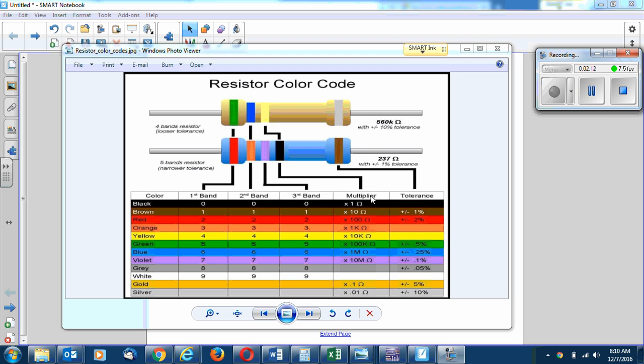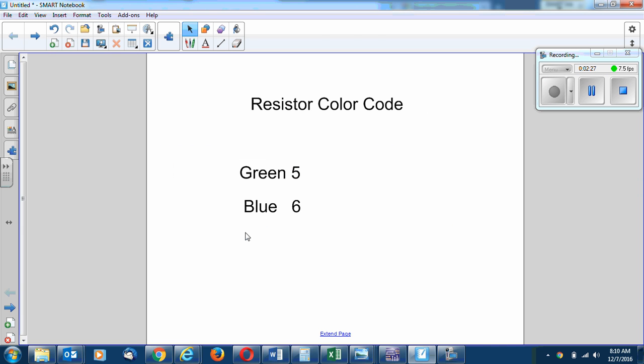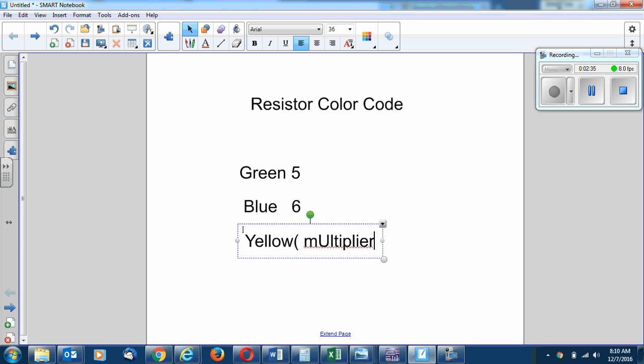So the band is a multiplier. That means that I'm looking in the multiplier column. Now this one is yellow, so it's in the multiplier column. I find it and it says times 10k ohms. So let me put that down. Times 10k ohms.